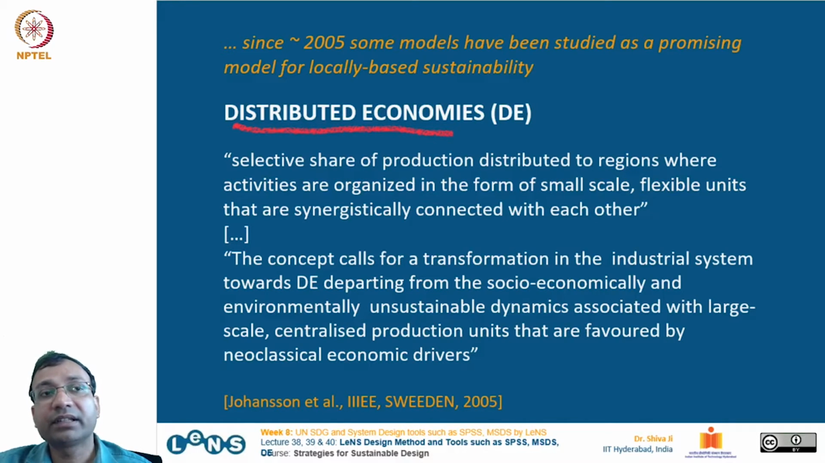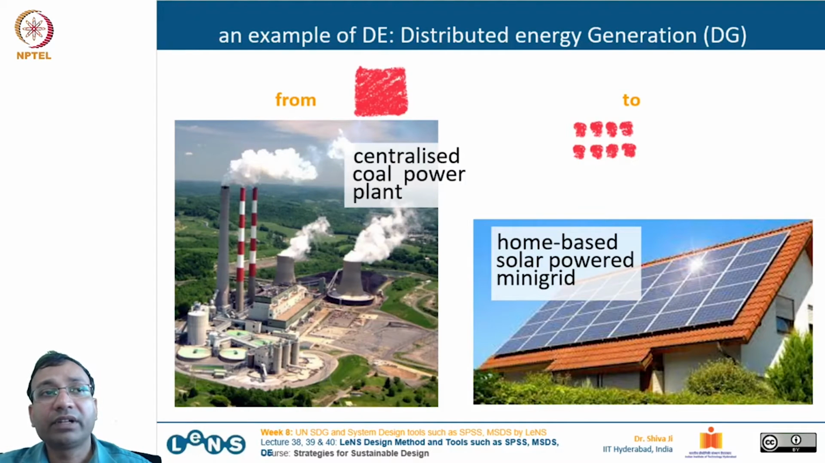Distributed economies involve a selective share of production distributed to regions where activities are organized in the form of small scale flexible units that are synergetically connected with each other. The concept calls for a transformation in the industrial system towards DE, departing from the socio-economically and environmentally unsustainable dynamic associated with the large-scale centralized production units that are favored by neoclassical economic drivers. So how it works, I would like to explain through some examples.